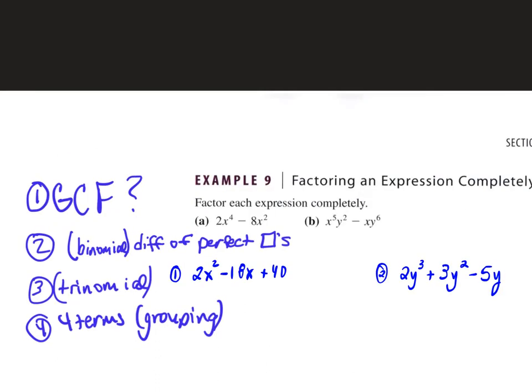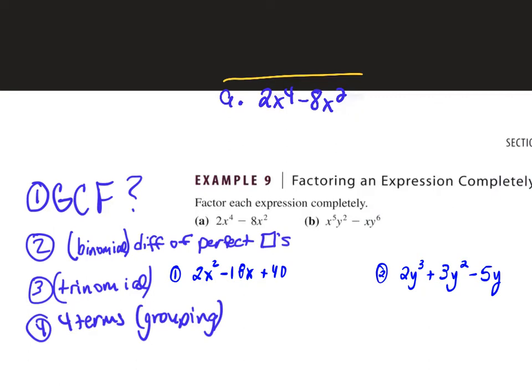I'm going to do it up here since I took up some room. It's 2x to the 4th minus 8x squared. What is the first question you ask every single time you have a factoring problem? Is there a GCF? Can I take something out of 2x to the 4th and negative 8x squared?